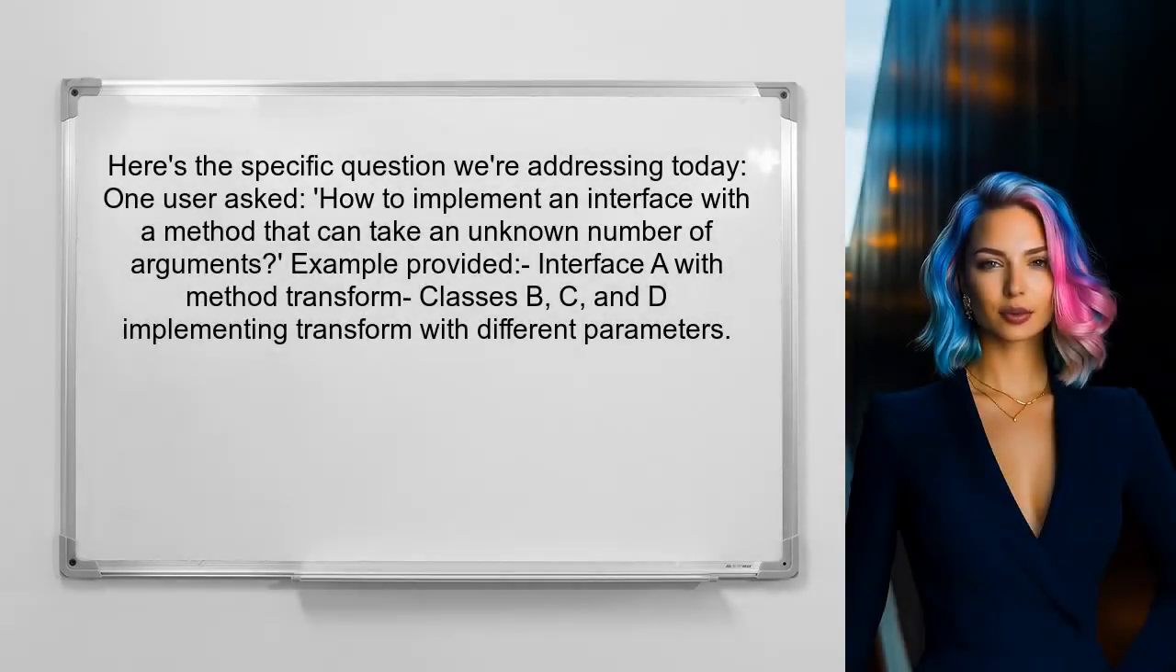Here's the specific question we're addressing today. One user asked how to implement an interface with a method that can take an unknown number of arguments. They provided an example with an interface and 3 classes, each trying to implement a transform method with different parameters. Sound familiar? Let's explore this together.